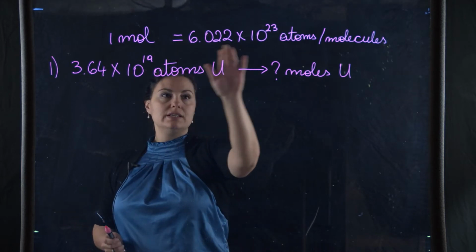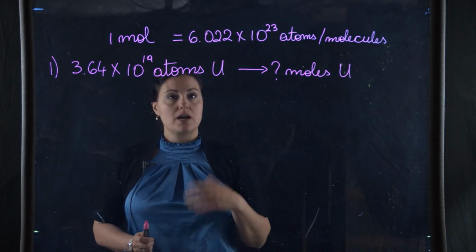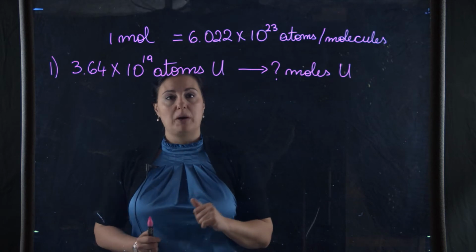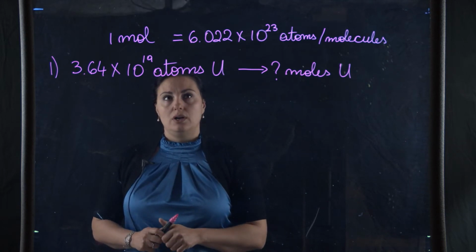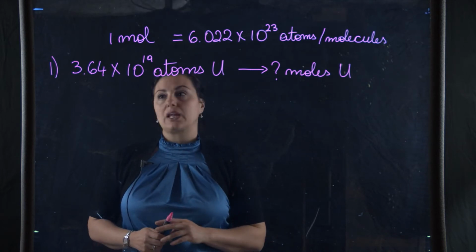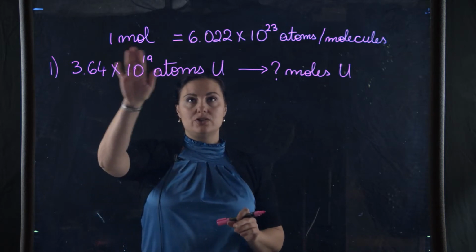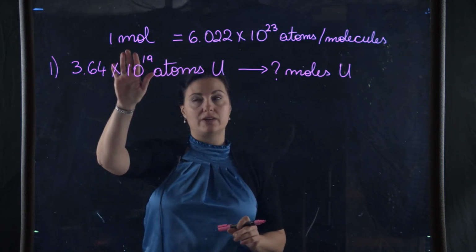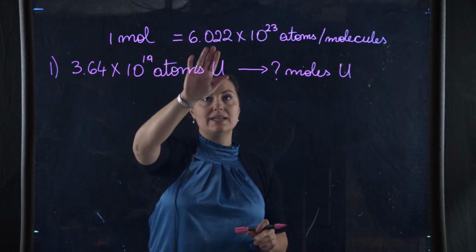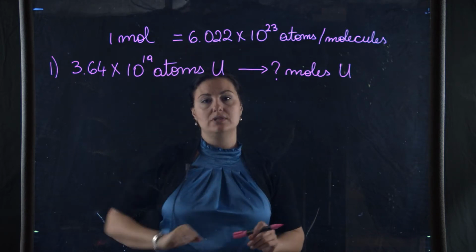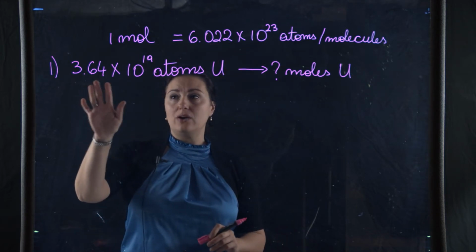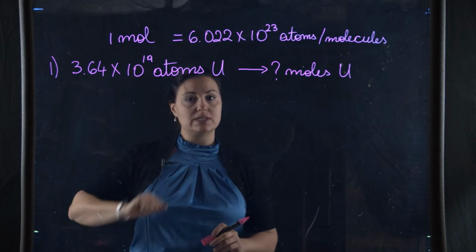Okay, I have written this relationship up here, and I'm going to keep that up for all of the problems that we're going to work. This is my relationship. This is my conversion factor. 1 mole has 6.022 times 10 to the 23rd atoms. What about this many atoms? How many moles is that?